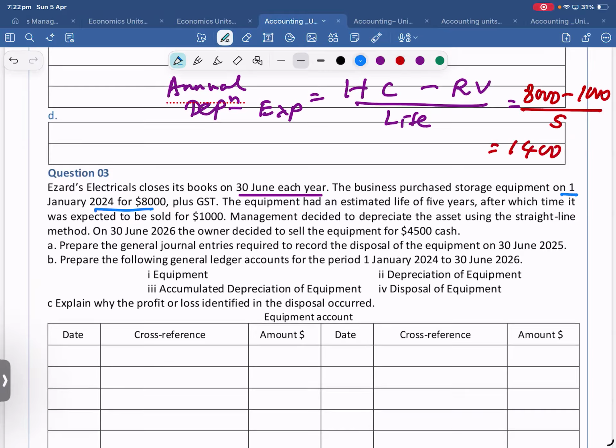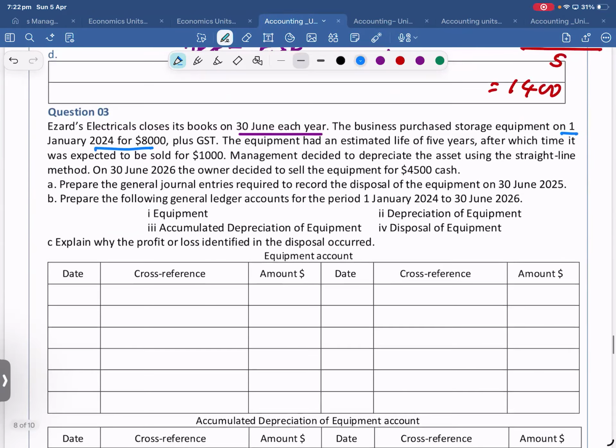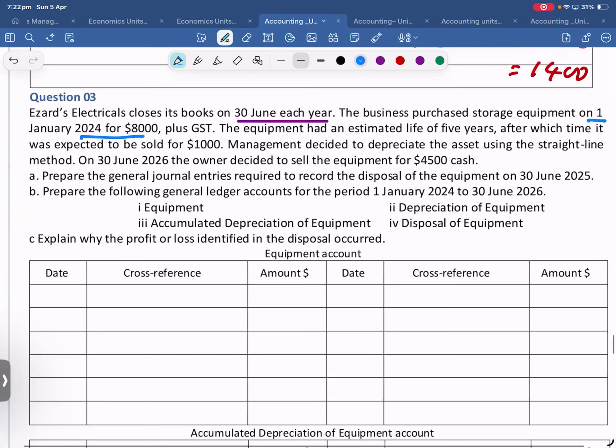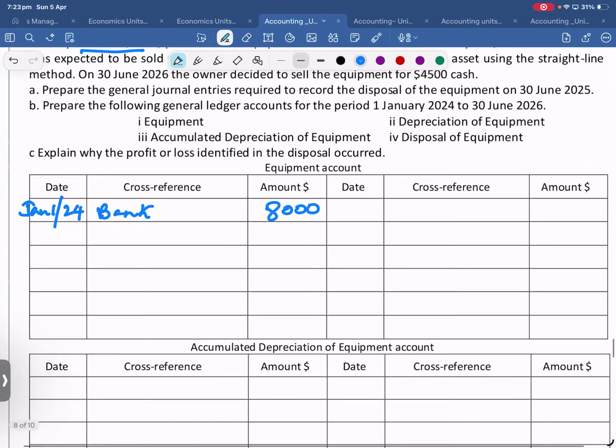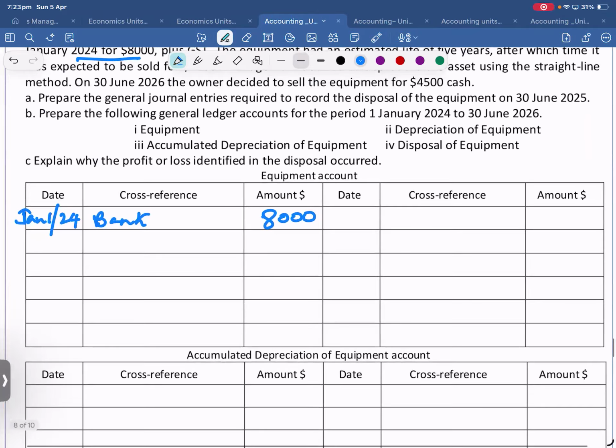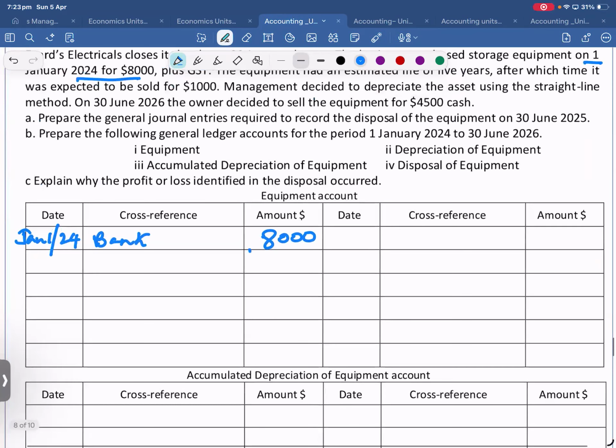Right. Then when do we purchase it? January 1st, 24. So how much is it? 8,000. Same. Okay, then firstly, depreciation will occur when? Before that, if you want, we can balance it. When are we going to balance this?